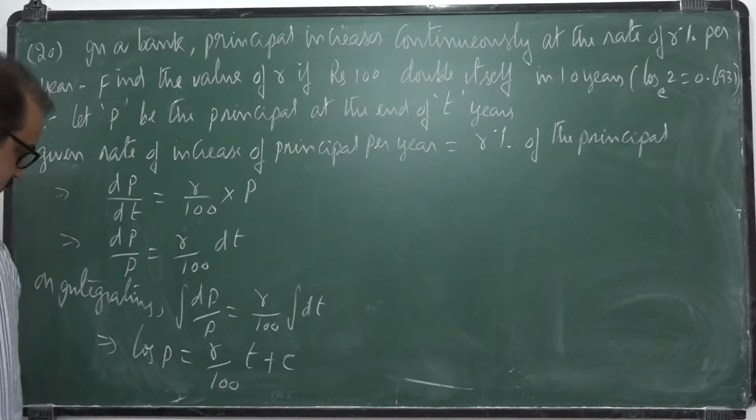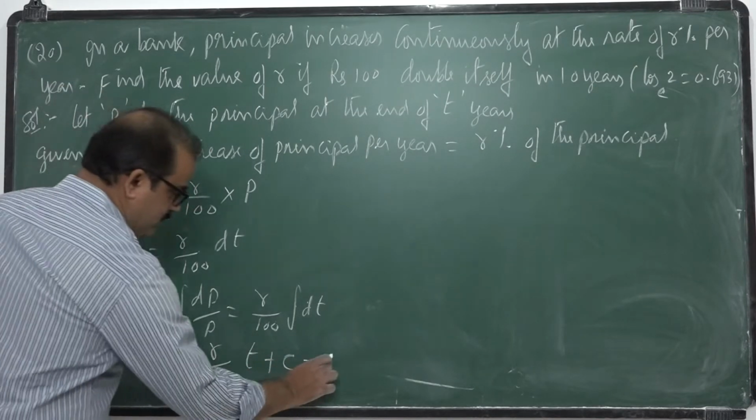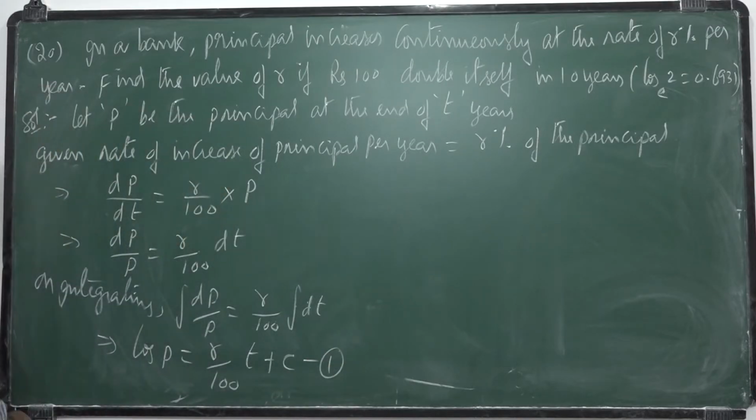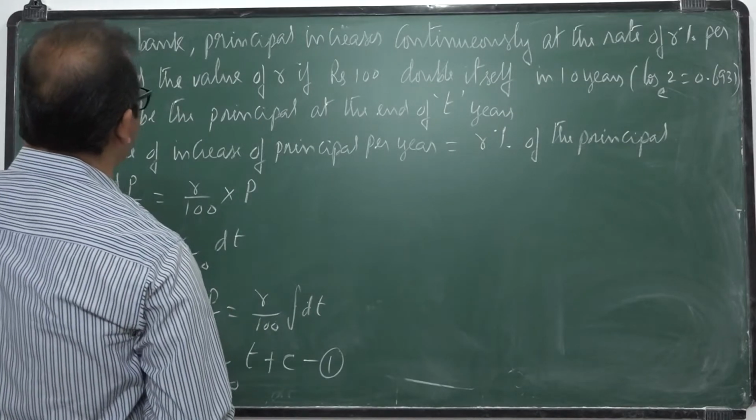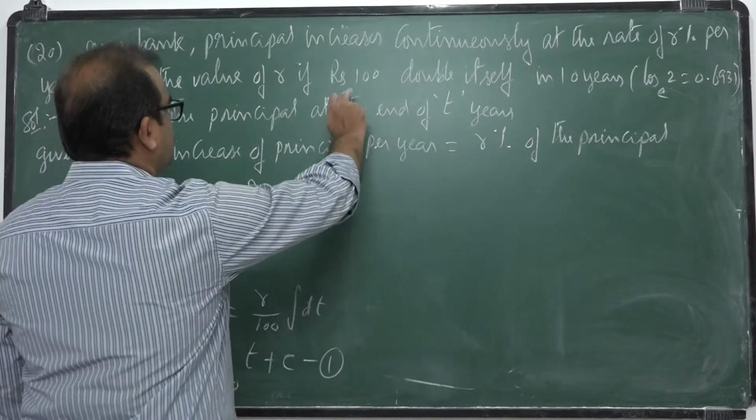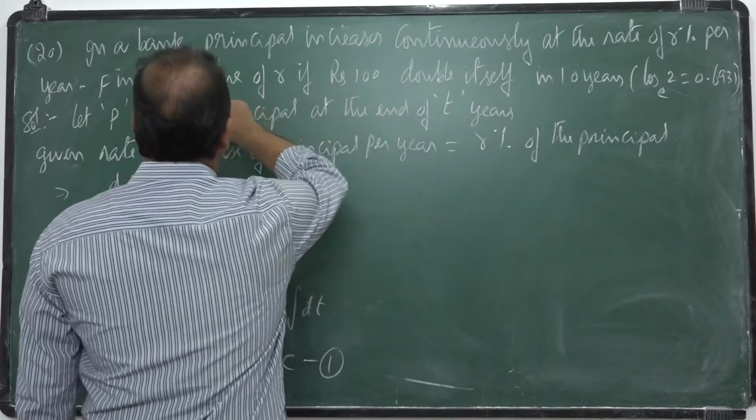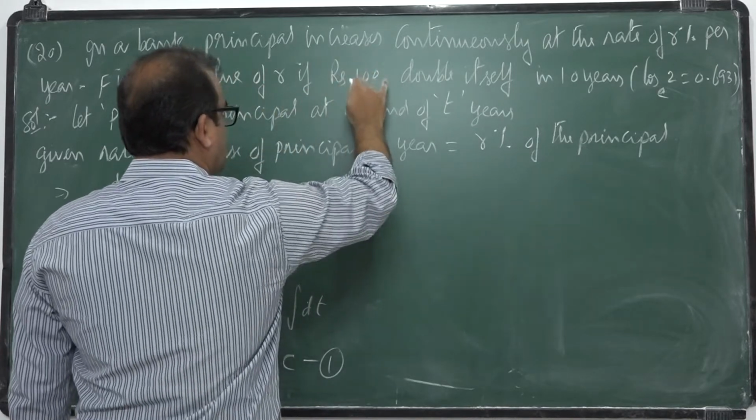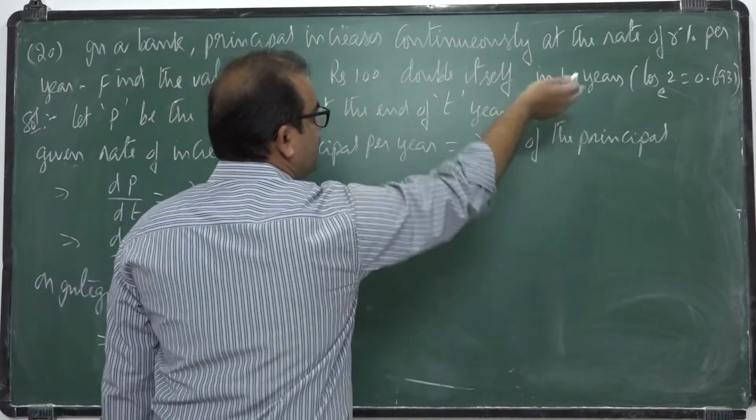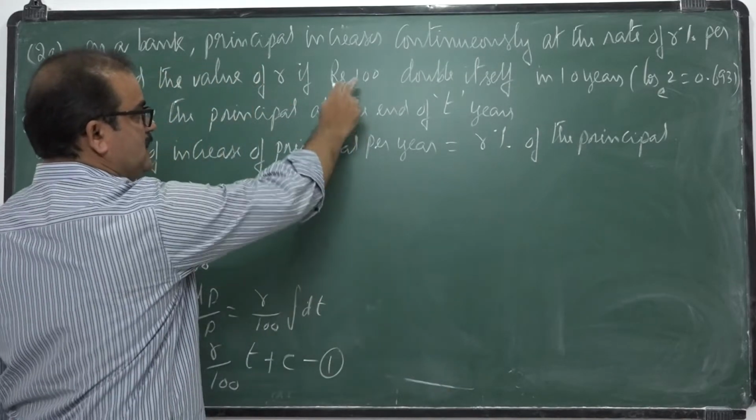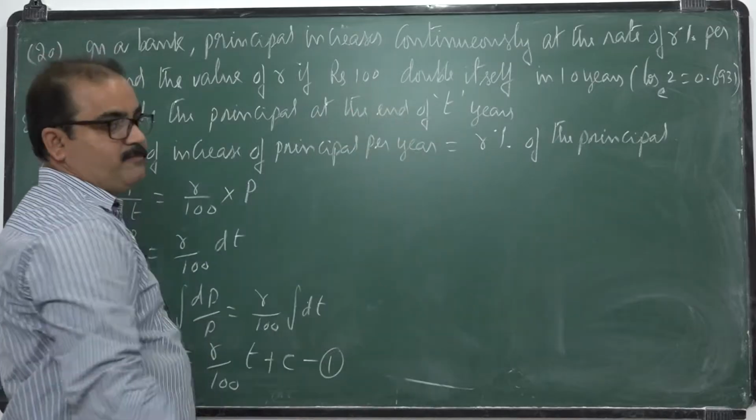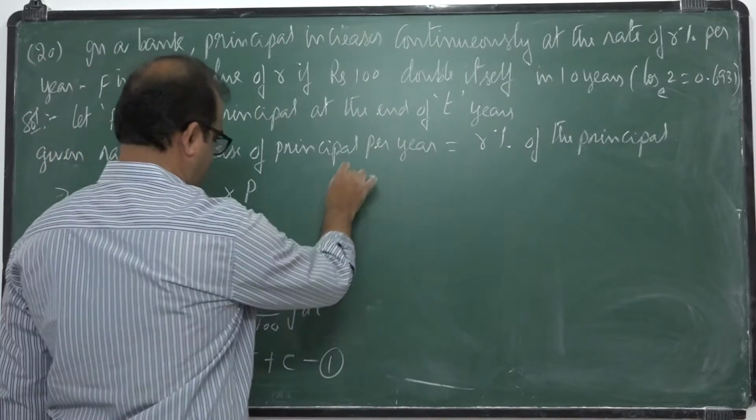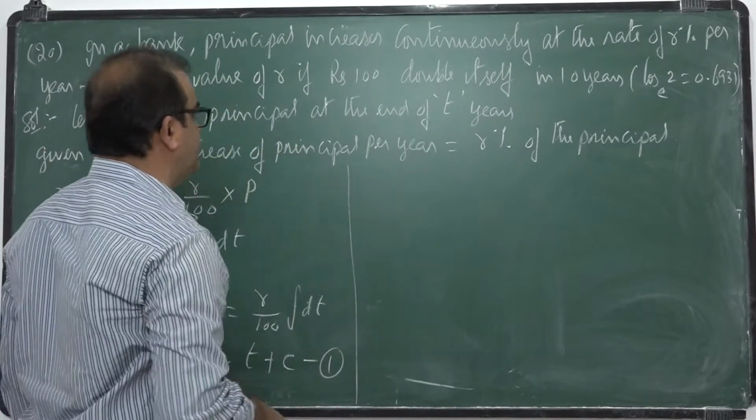Plus C. Let it be equation 1. Now, what are the given conditions here? The value 100 rupees is double in 10 years. Initially the amount is 100. After 10 years the amount becomes double. That is the given condition.